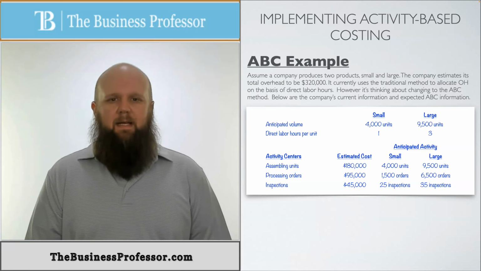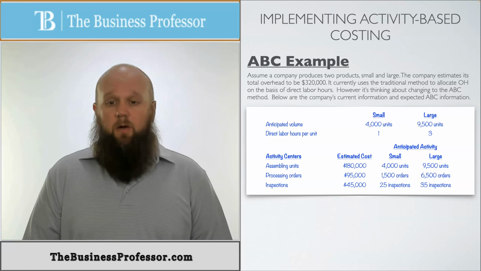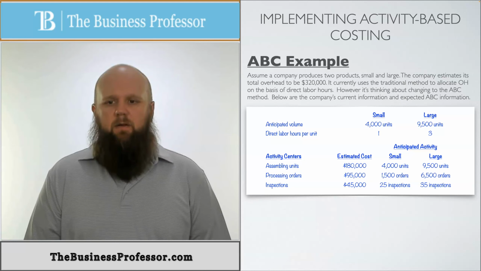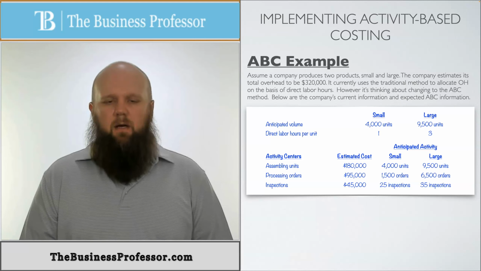Let's look at an example of activity-based costing. Assume a company produces two products, a small and a large. The company estimates its total overhead to be $320,000. It currently uses the traditional method to allocate overhead on the basis of direct labor hours. That's the POR that we know. However, it's thinking about changing to the activity-based costing method. Below is the company's current information and expected ABC information.